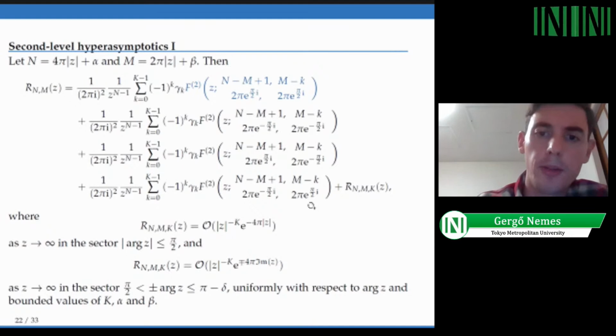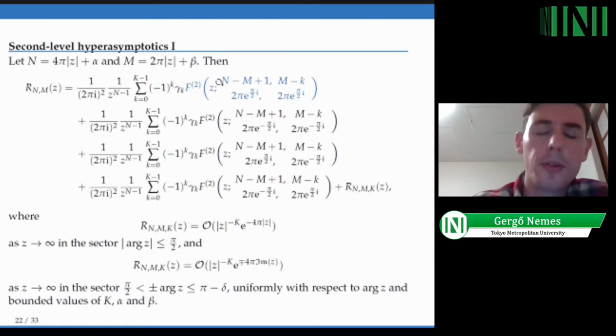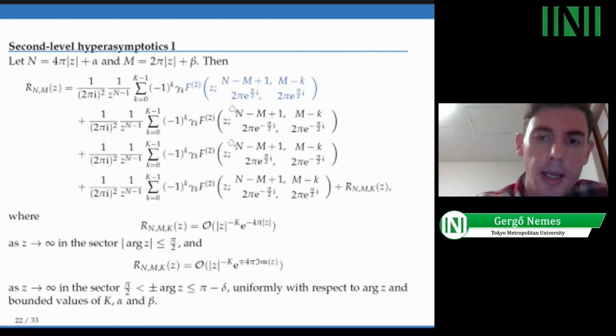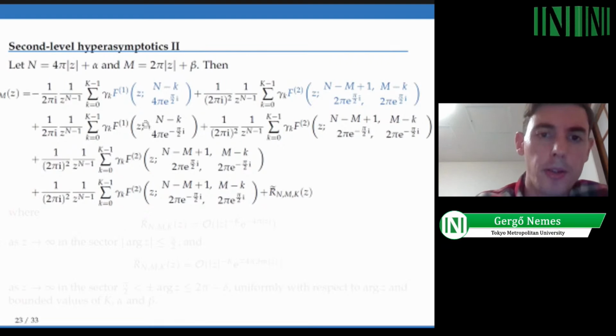And I color this F2 function blue because this will govern the Stokes phenomenon, or the higher order Stokes phenomenon, on the positive imaginary axis. These other three will be negligible. In the reciprocal case, we have a slightly more complicated re-expansion because F1 functions also appear. The truncation scheme is the same. We again have nice estimates.